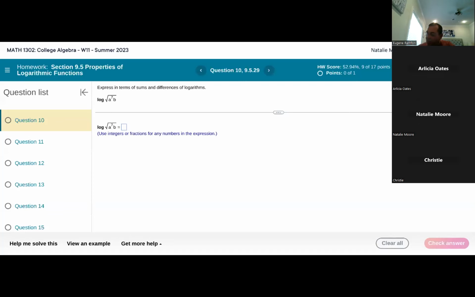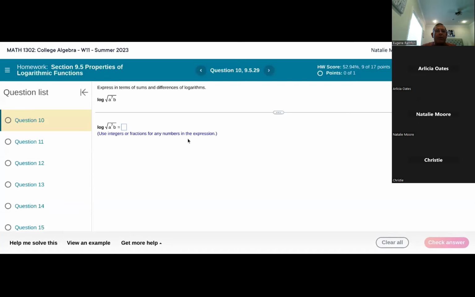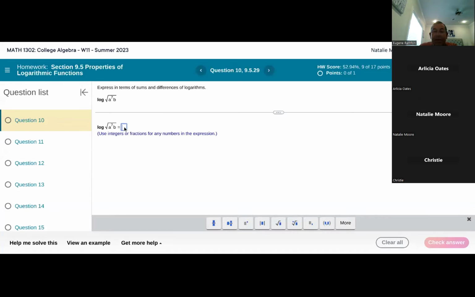All righty, so let me just think what we'd get on that real quick. So you got a log square root A7B.